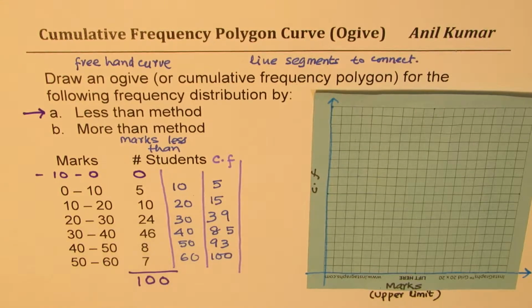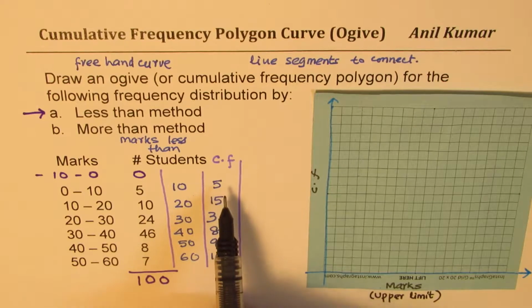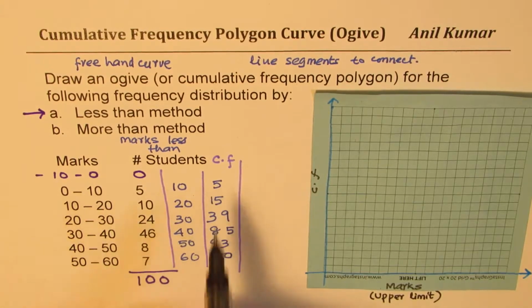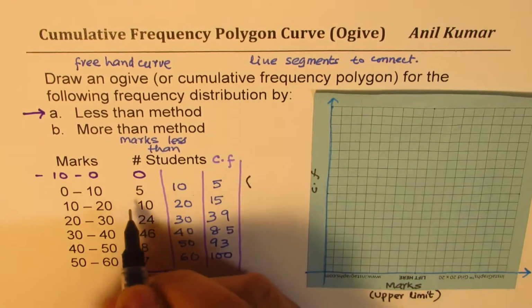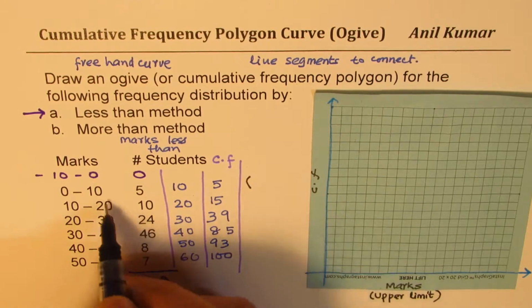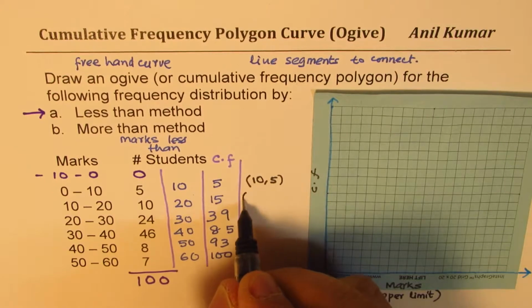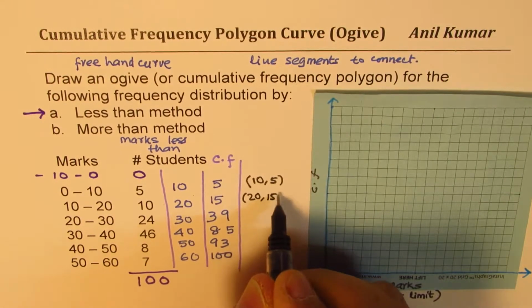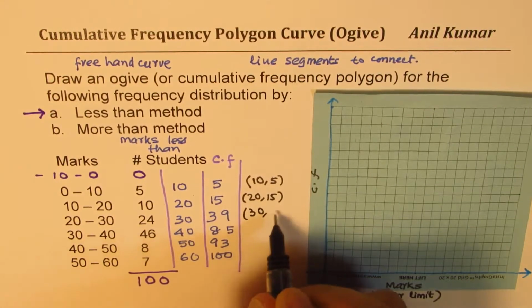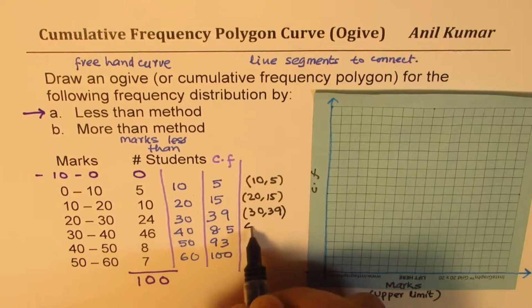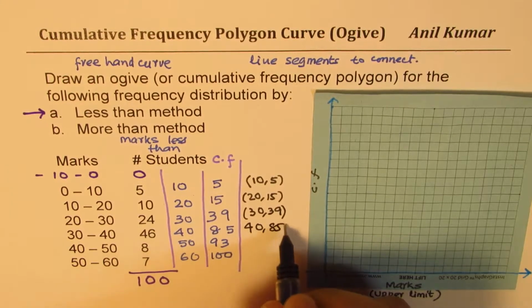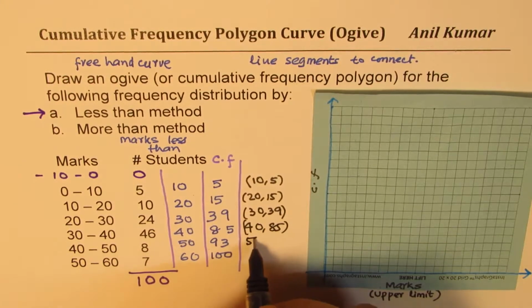We are using the less than graph, correct? And these are your points basically. So the first point will be 10, 5. So the points which you have to plot are the upper limit, 10, which will give you 5. So these are the points which you have to sketch. Then connect them and you get your ogive. Is that clear to you, right? So that is how you should do it.